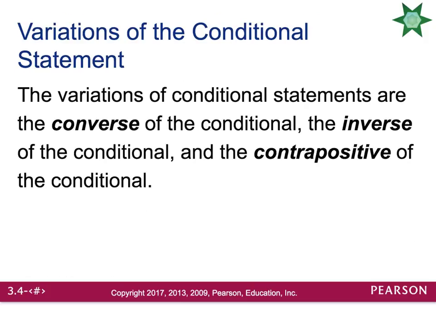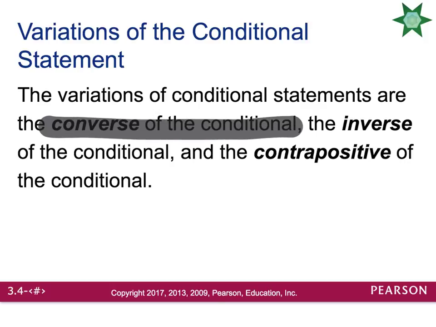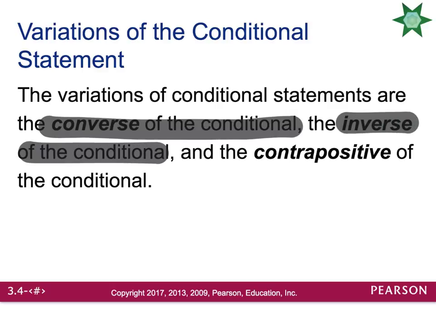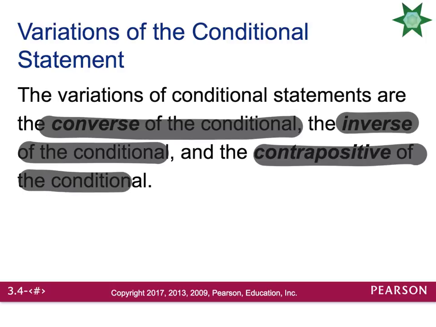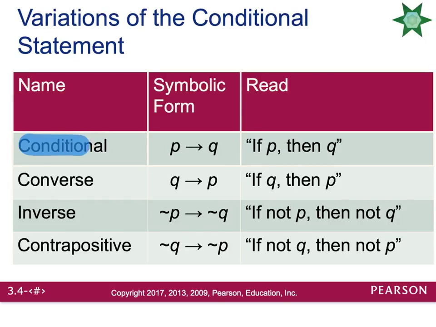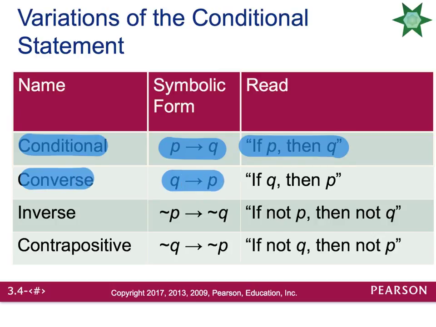Now we're going to talk about some terminology based on conditional statements. We'll talk about the converse of the conditional, the inverse of the conditional, and the contrapositive of the conditional. We'll define those in the next few slides. We start with our regular conditional, which is just P arrow Q, and remember that means if P then Q. The converse says this, just going backwards: if Q then P.